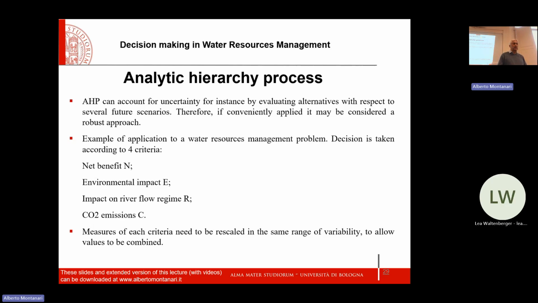And then the environmental impact. The environmental impact is something that sometimes is difficult to quantify, and we have to find a way to express it numerically. Then the impact on the river flow regime, because some of the alternatives may be based on withdrawing water from the river, and then the CO2 emission involved in the solutions. So we have to find a way to measure these criteria. Some of them are easy, net benefits and CO2 emissions, where we have data and so we have units.